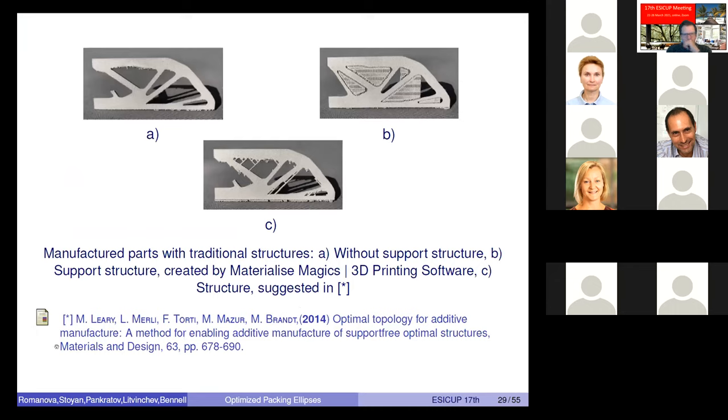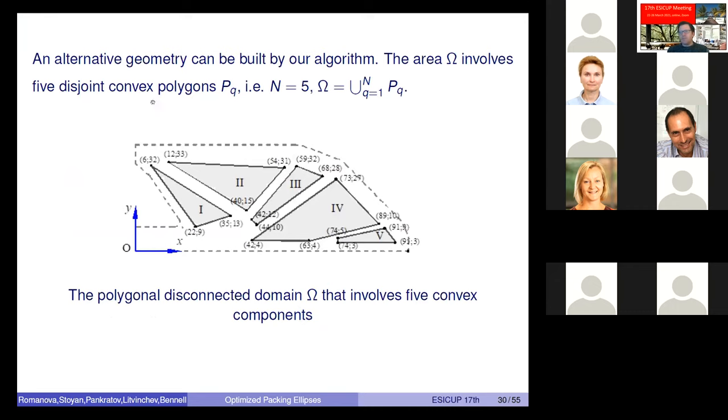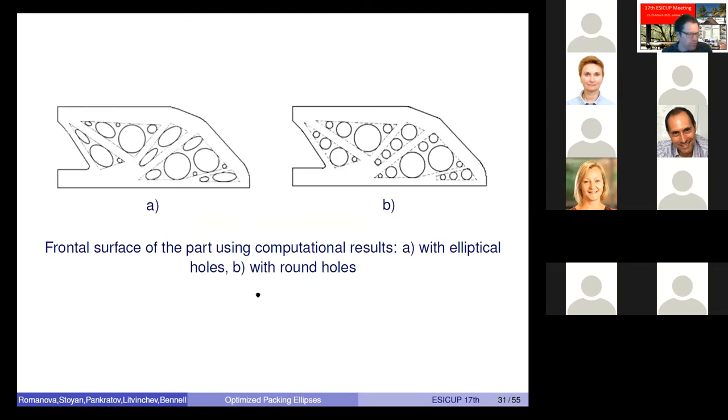And in this picture, you can see the manufacturing parts with traditional structures. You have some unexpected results I mentioned above. And we apply our algorithm and present alternative geometry. And now I remind you that we have an area which involves five convex polygons. And that is the result of our computational results with elliptical holes and round holes.